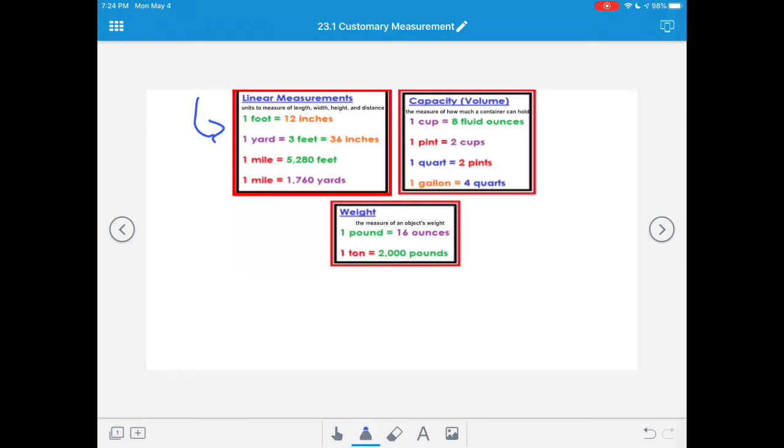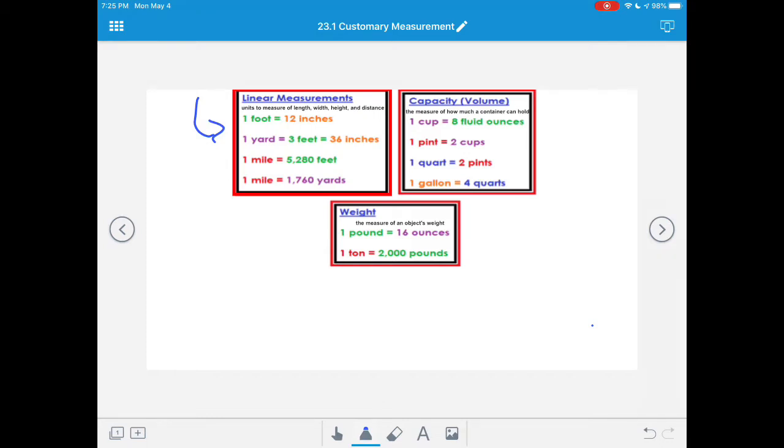You'll notice wherever you see feet, that's in green. Wherever you see inches, that's in orange. Miles is in red, and yards is in purple, just for a quick reference for you to be able to see that. You'll definitely want to have this down in your journals yourself as well.